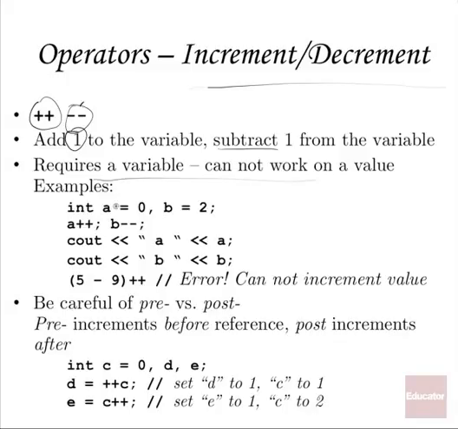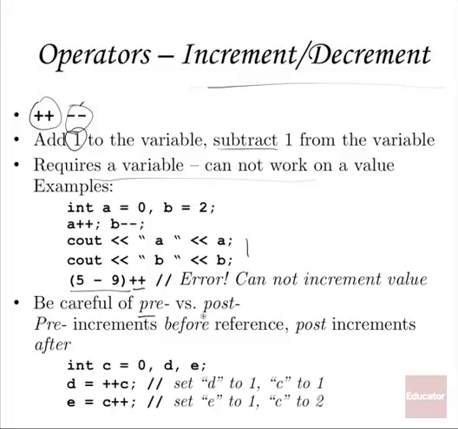Here's some examples. A is 0, we set B to 2. Here's A plus plus. So now A was 0, we're adding 1 to it, now it's 1. B minus minus, it was 2, we subtract 1 from it, now it's 1. So now they're both the same. And again, you can't do something like this. This is a literal value, evaluates a right-hand side expression saying plus plus. You can't do that. No, don't do that.